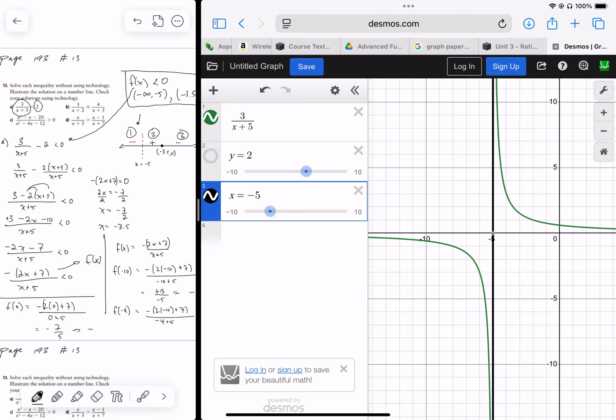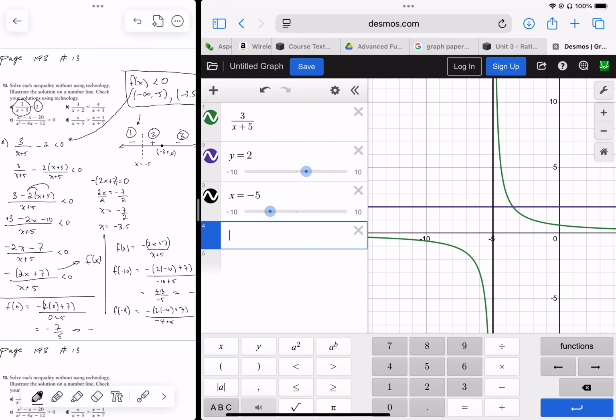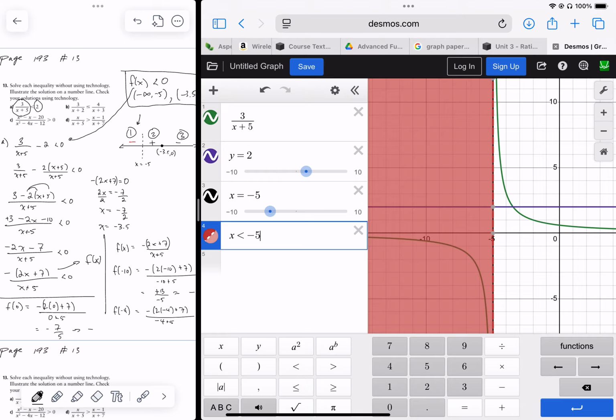And then I'm just going to turn on the y equals 2 again. So this is the question that's asked of us. Where is the green graph less than the purple one? Well, it looks like on the domain from -infinity to -5, that's where the green graph is going to be less than the purple one. I can kind of see that. And Desmos does this kind of cool thing. I can actually put an inequality into Desmos and say x is less than -5, and it'll highlight it for me. So that actually confirms, you can see there, that the graph is indeed less than the purple one on that interval.